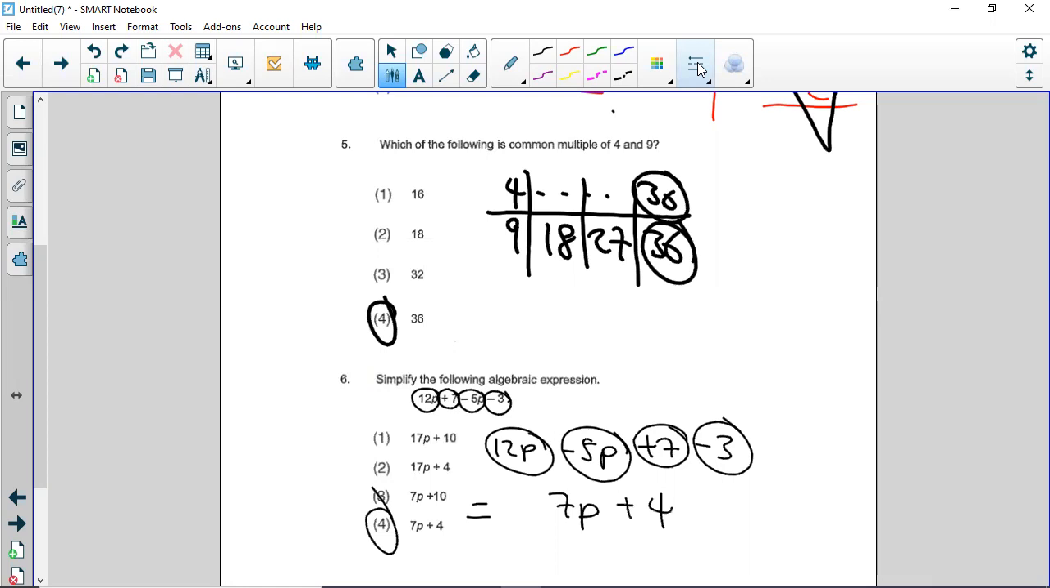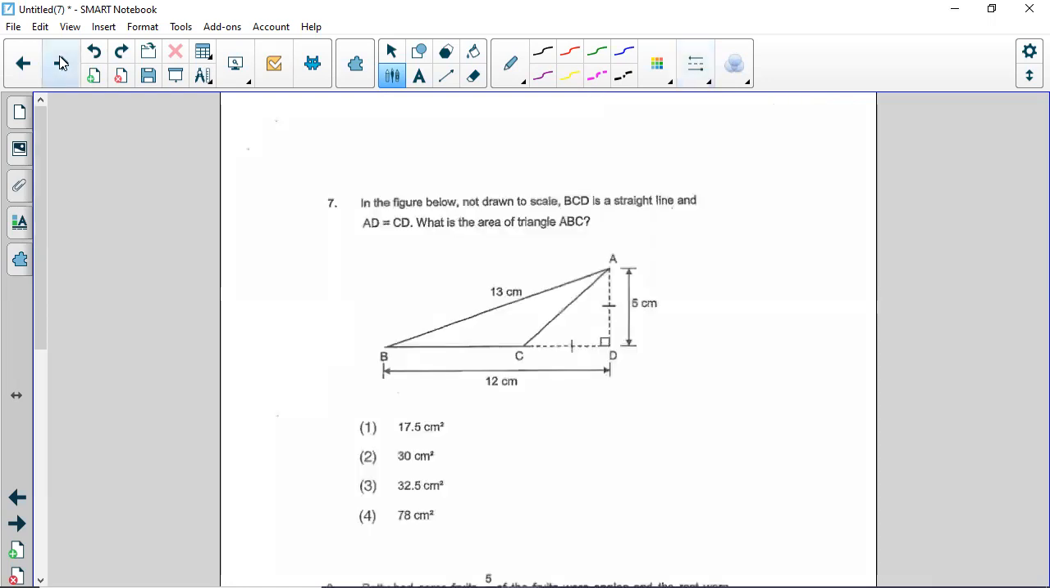Okay, number 7. If you are still copying, don't worry, you can watch the video. Okay, what is the area of triangle ABC? So you must know what triangle you are looking at. You are looking at this triangle. If you look at the wrong triangle, then you get the wrong answer. So how do you find the area of this triangle? You must know the base. The base is usually, not every time, but usually horizontal.